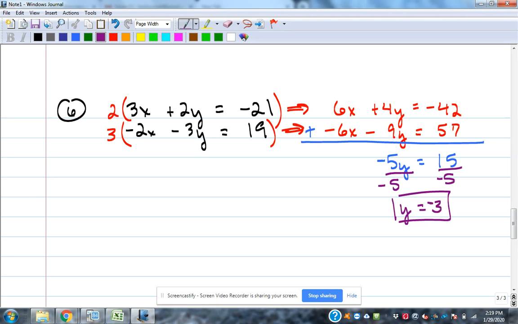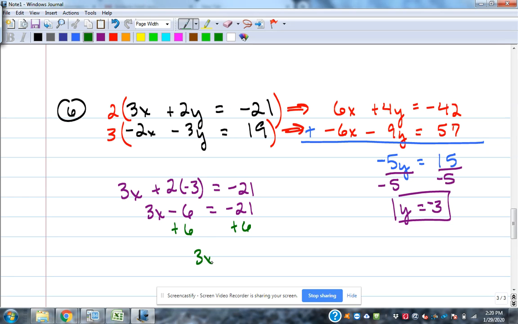All right. So yeah, it doesn't matter which one of those you plug back into. Pick whichever one. I usually don't think about it very much. I just pick one of them and plug it in, and it's usually the top one because that's the first one I see. So I'm going to go 3x plus 2 times negative 3 is equal to negative 21. That's going to be 3x minus 6 equals negative 21. Divide by 3. We get x is negative 5.